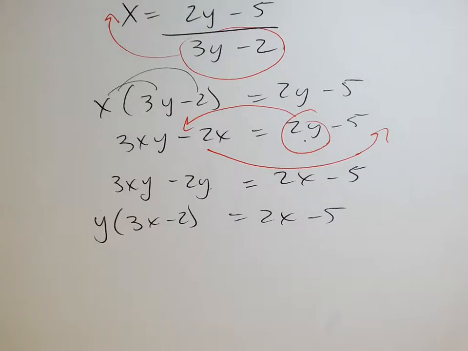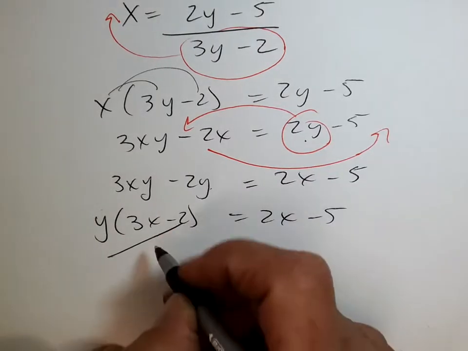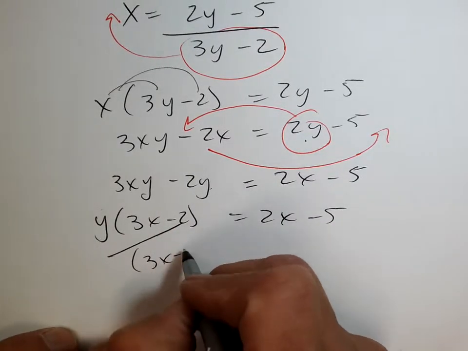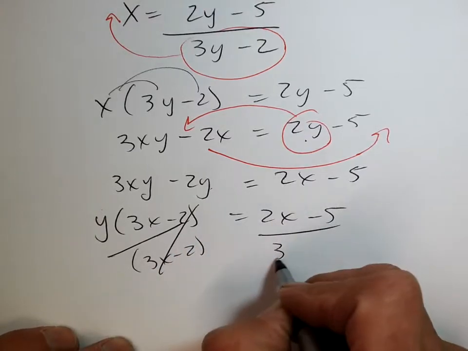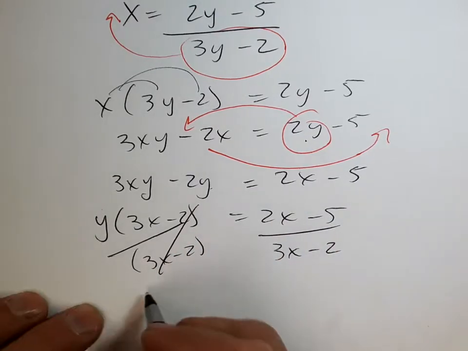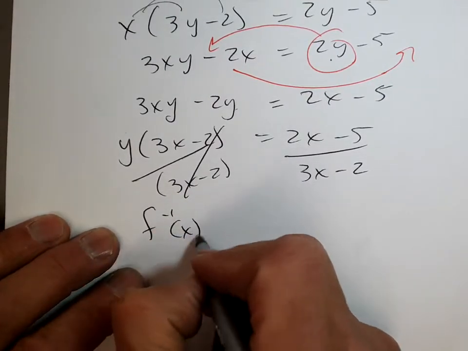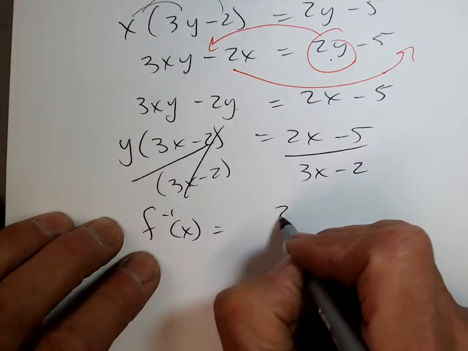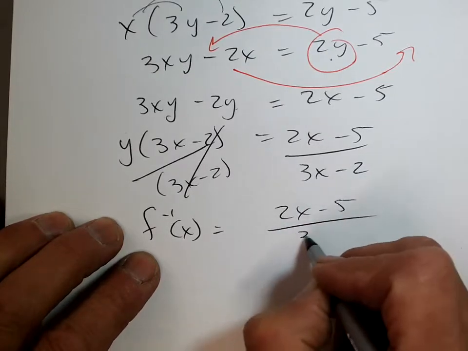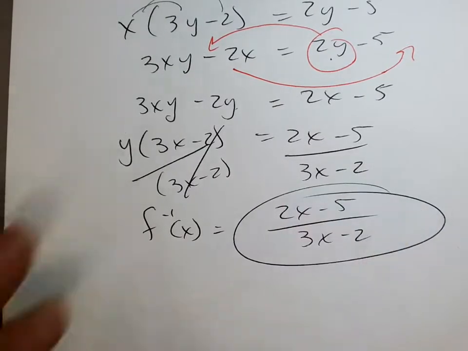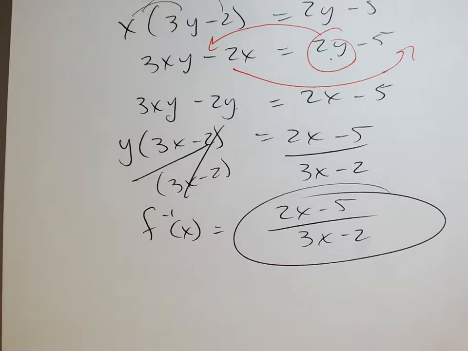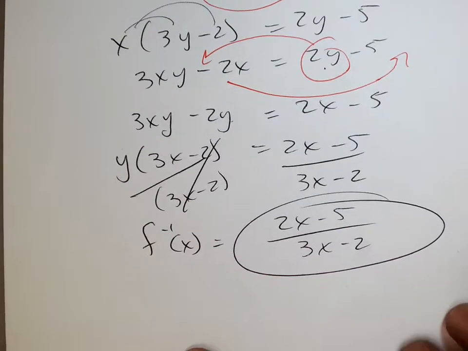Almost there. I can solve for y now because I'll divide by 3x minus 2. I'll divide by 3x minus 2, and I have my inverse. So I'm going to say f inverse, because that's what it really is, the inverse, is equal to 2x minus 5 over 3x minus 2. Thumbs up? Okay, we're getting there.